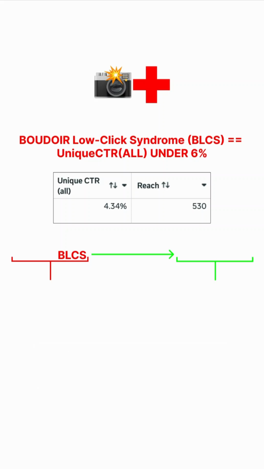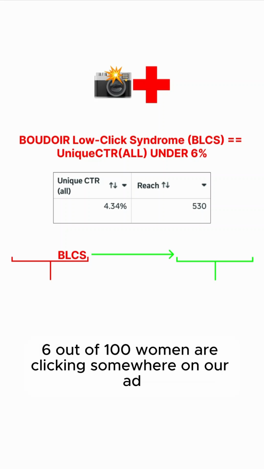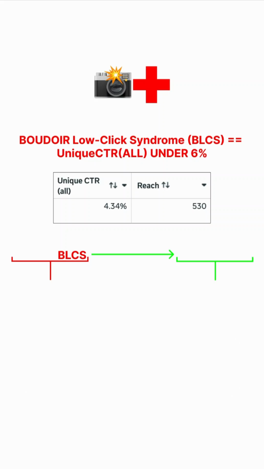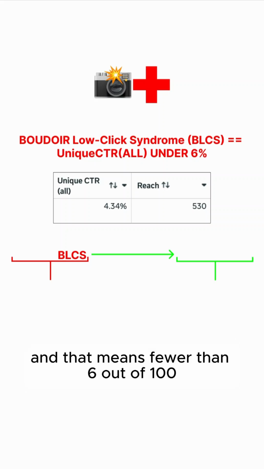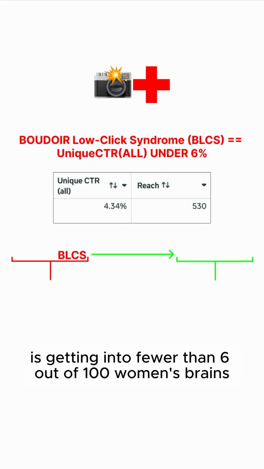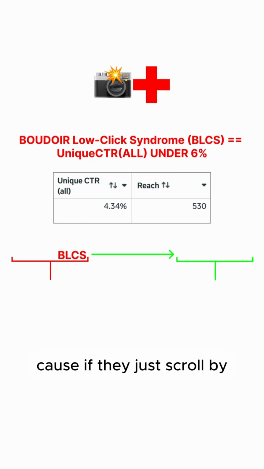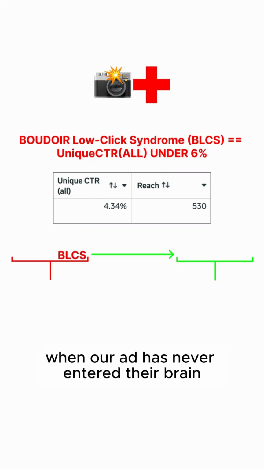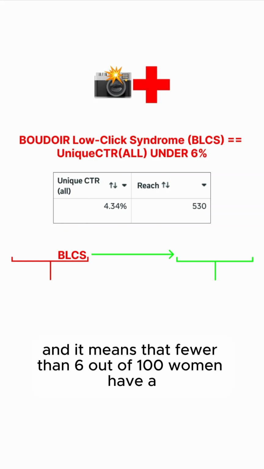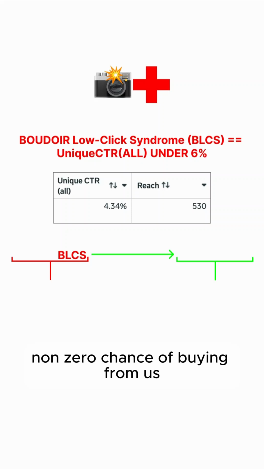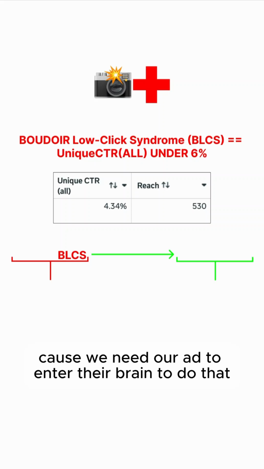Now, this means fewer than 6 out of 100 women are clicking somewhere on our ad. And that means our ad is getting into fewer than 6 out of 100 women's brains. Because if they just scroll by, our ad has never entered their brain. And it means that fewer than 6 out of 100 women have a non-zero chance of buying from us, because we need our ad to enter their brain to do that.